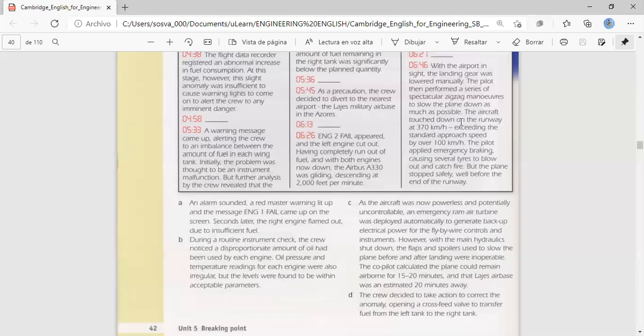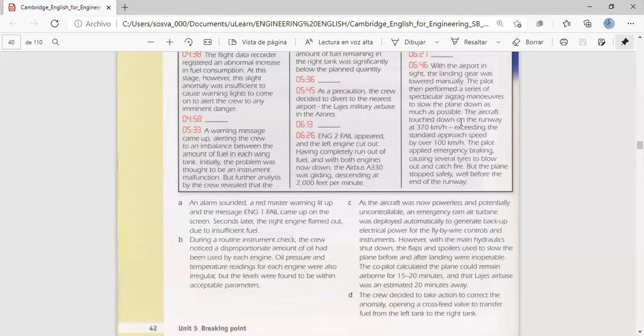6:46. With the airport in sight, the landing gear was lowered manually. The pilot then performed a series of spectacular zigzag maneuvers to slow down the plane as much as possible.